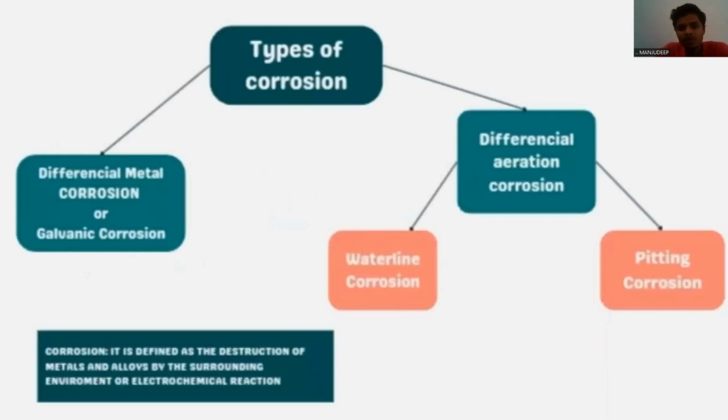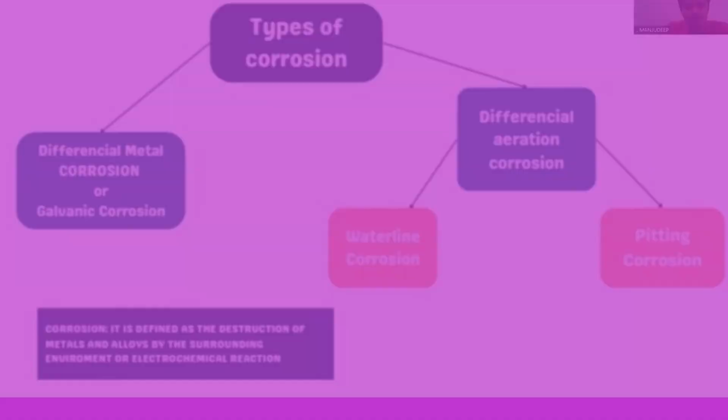So there are mainly two types of corrosion: differential metal corrosion or galvanic corrosion, and differential aeration corrosion. And the differential aeration corrosion is again subdivided into two types: waterline corrosion and pitting corrosion. First, let us know what is corrosion and its definition. So corrosion is defined as the destruction of a metal or an alloy by the surrounding environment or electrochemical reaction. So this will lead to corrosion. An example of corrosion is rusting of iron.